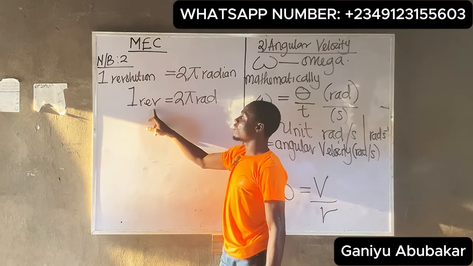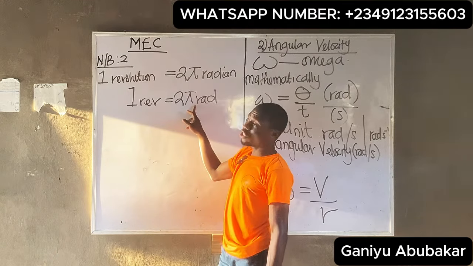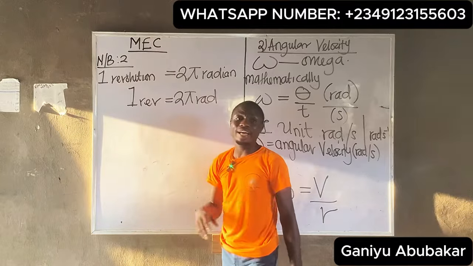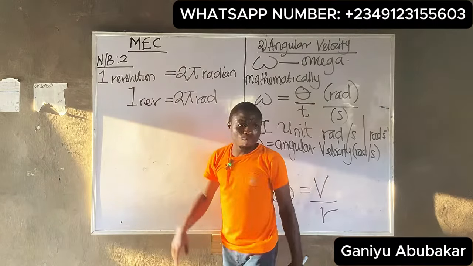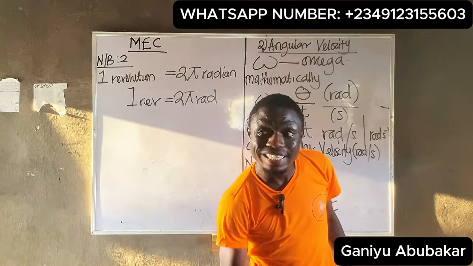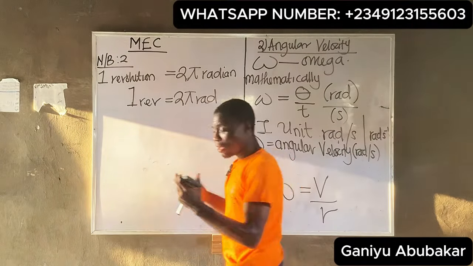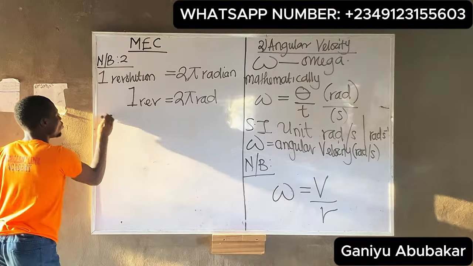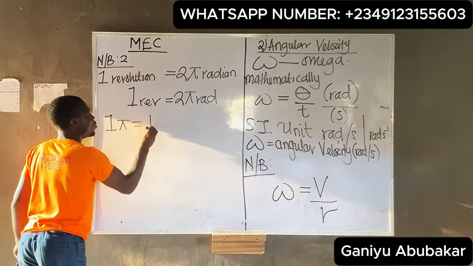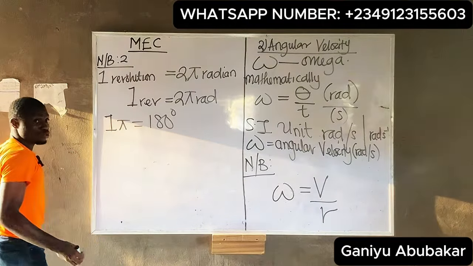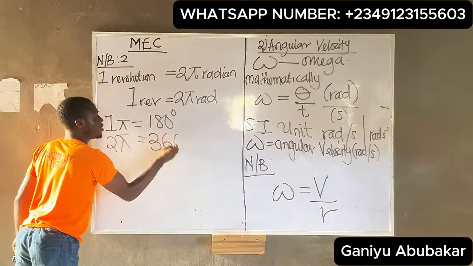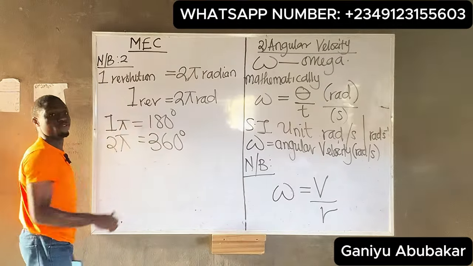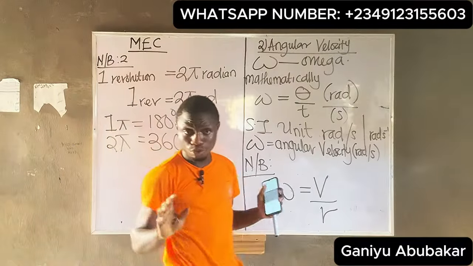1 rev gave what? 2 pi. So it means that 1 rev has what there? 360 degrees. If I have 1 pi, what does 1 pi signify? 180. Am I correct? 180 degrees, true. And 2 pi signifies what there? Your 360, which is what there? 1 revolution. Are we good?